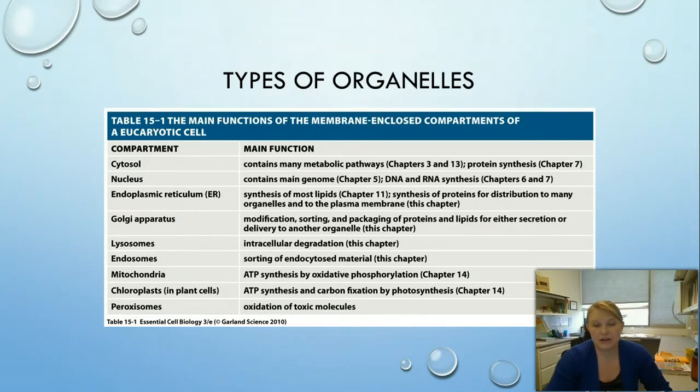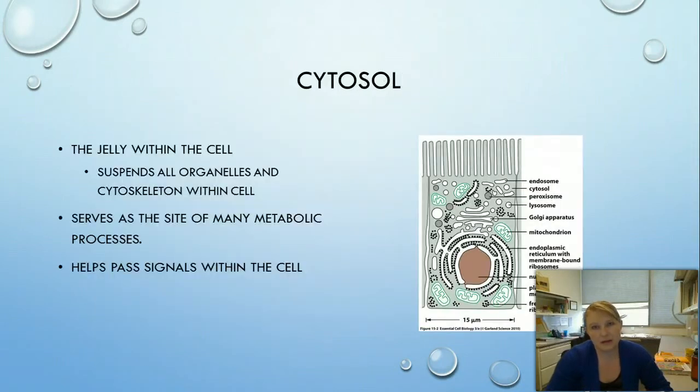As you can see, this chart gives you a little bit of a reference to other chapters where we've referenced them before. So make sure you have a good feel for them. Our first compartment we're going to talk about is the cytosol. Remember, the cytoplasm is referring to the jelly plus everything suspended in it. The cytosol is just the jelly that suspends organelles in the cytoskeleton. It's kind of what keeps everything together.